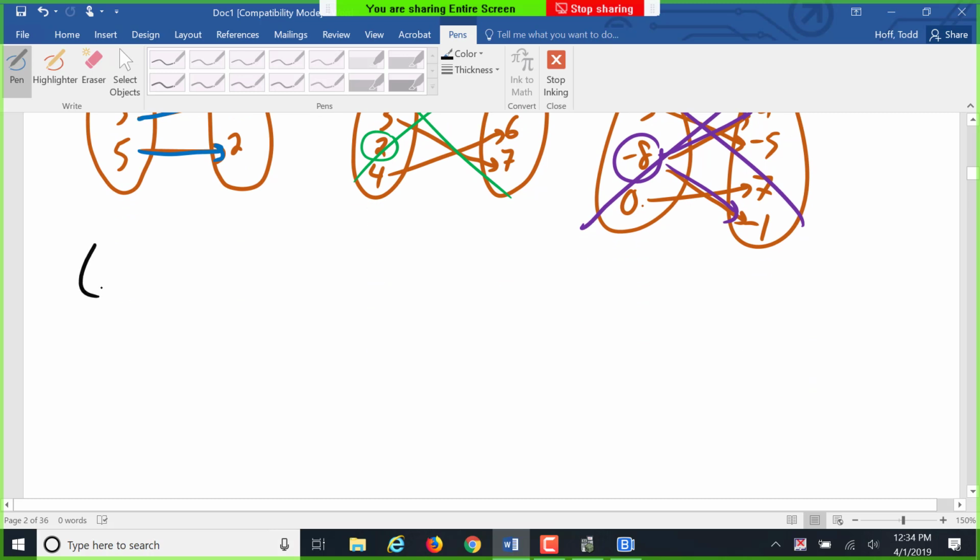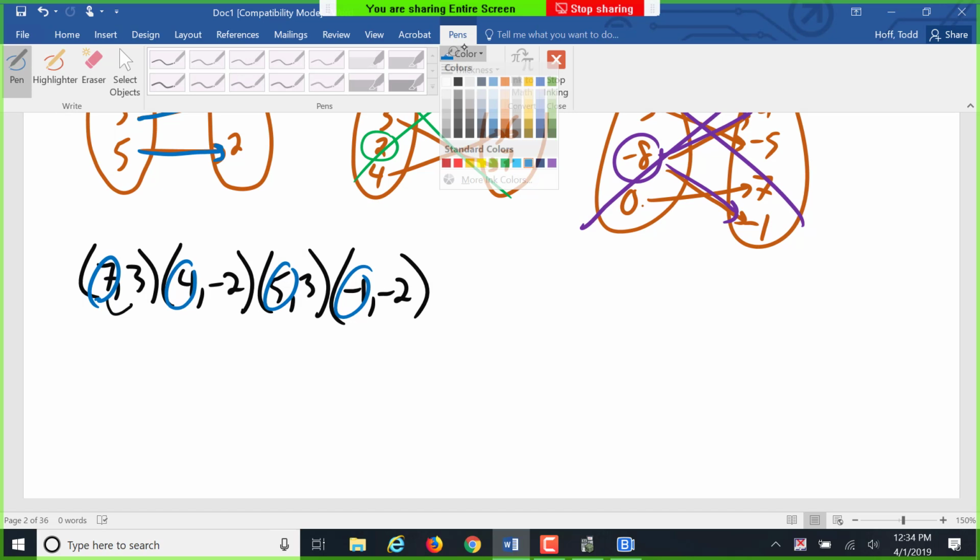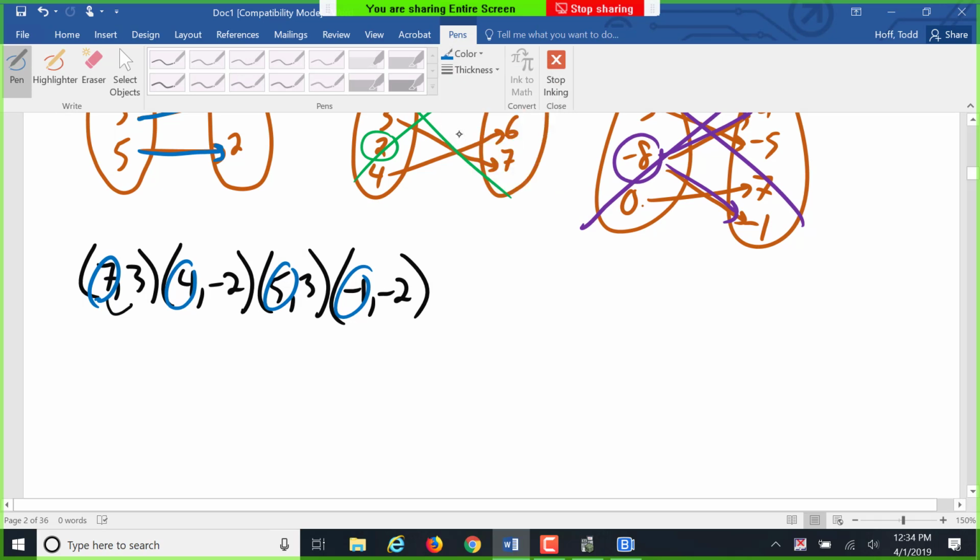We might have ordered pairs. Is that a function? Yep. It is, because it's the first number that matters. It's the domain value. These are the domain values. And none of those values are repeated, so none of them go to more than one value. So yes, that is a function.